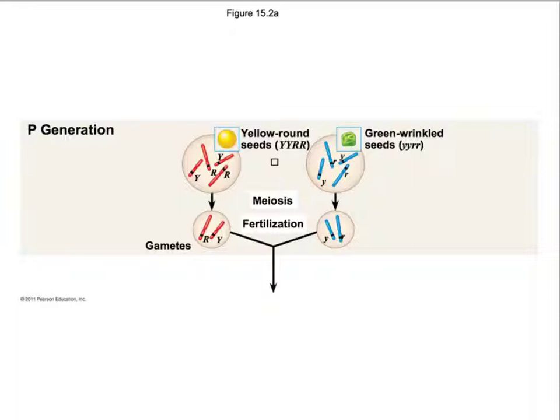Here we see a cross between 2 purebred plants for the color and texture of seeds. The plant on the left has the dominant alleles for both genes, and the plant on the right has the recessive allele for both genes. And notice there are 2 possible gametes that can be created, one from each parent. The parent on the right can produce gametes that have yellow and round alleles, and the parent on the left produces gametes that have green and wrinkled alleles.